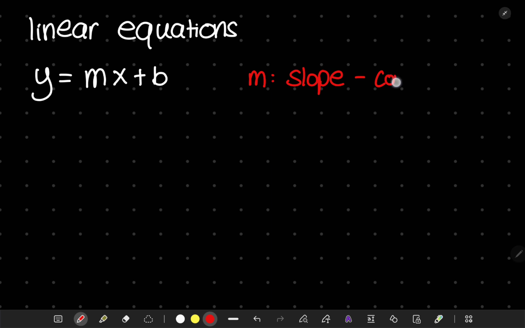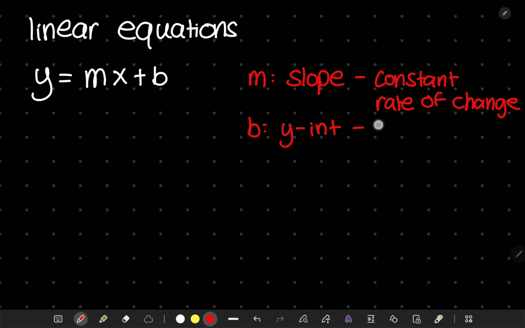So I'm going to say constant rates of change. And so with that being said, what are these other letters for? What is B? B stands for y-intercept. It's the value at x equals 0.